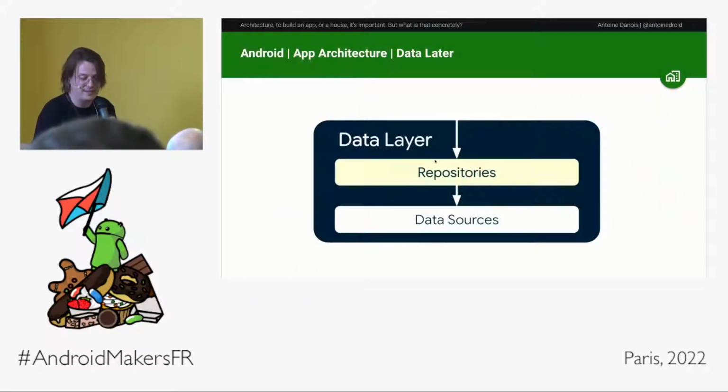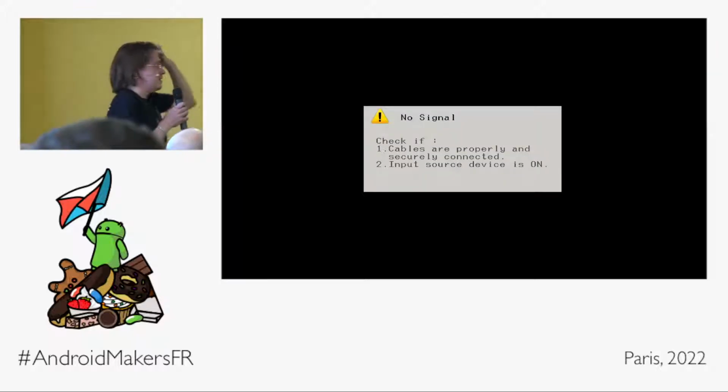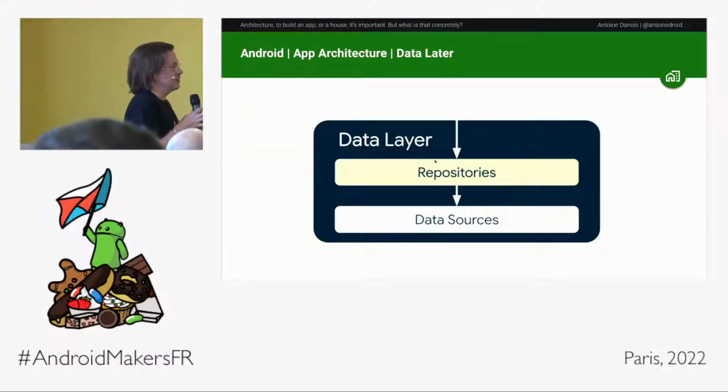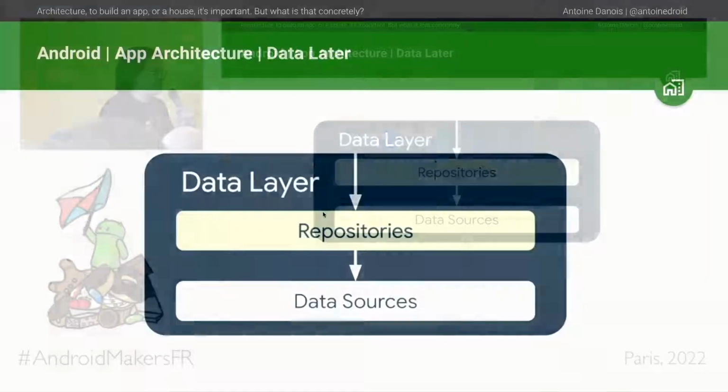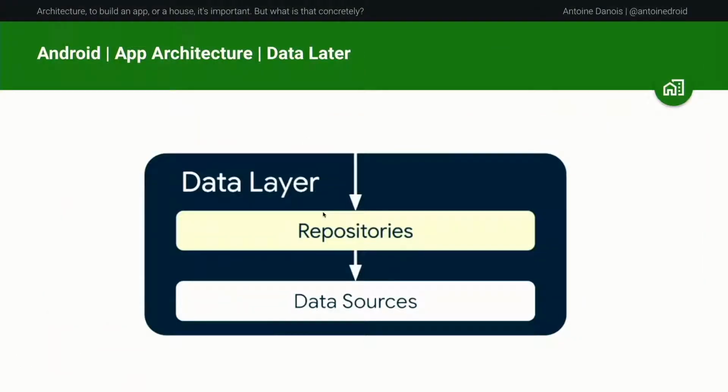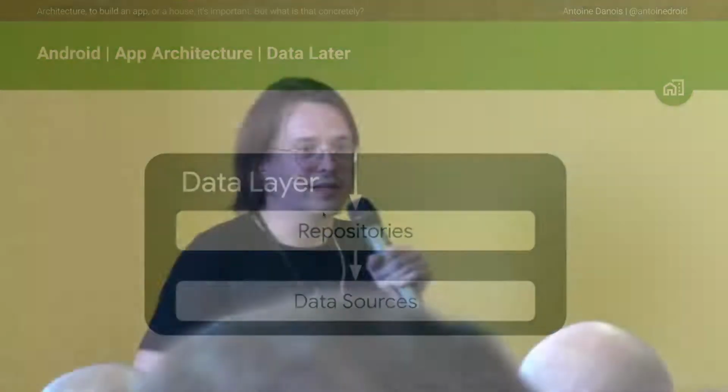And then the data layer. The data layer is where you put your repositories or your data sources. Like I said previously, if you want to do a server request, or you have to get any kind of data, it's where you are going to put this. You are going to put your models as well inside it.